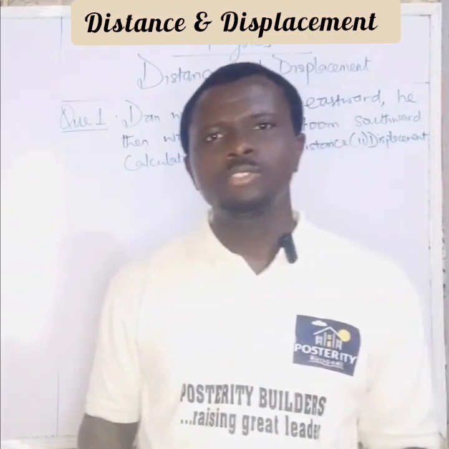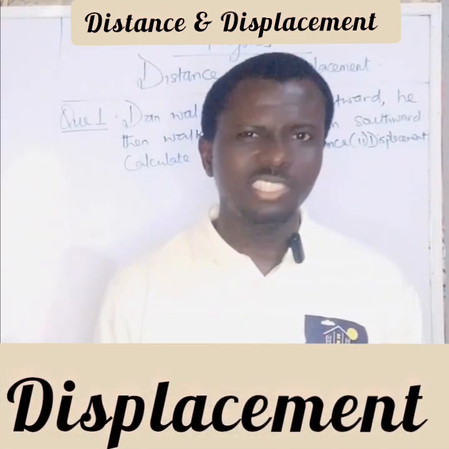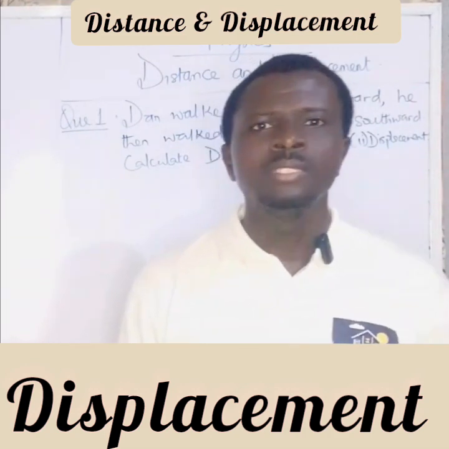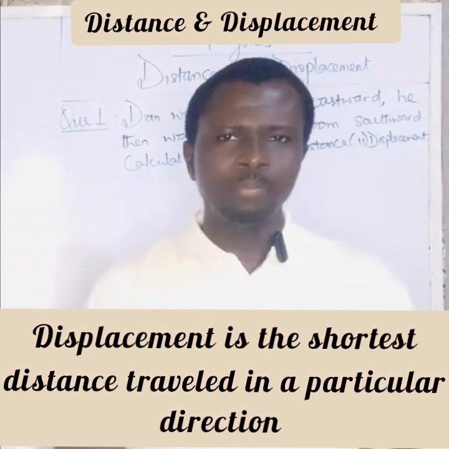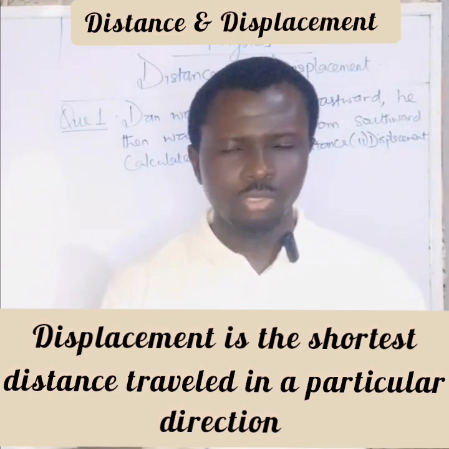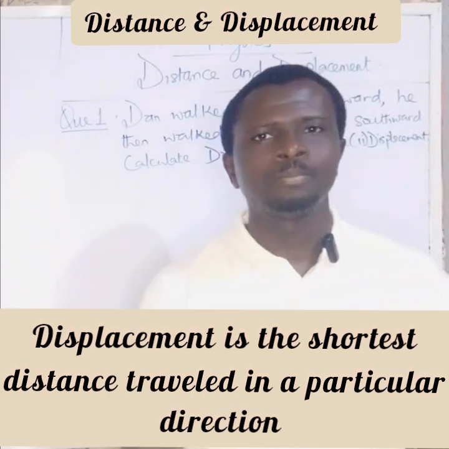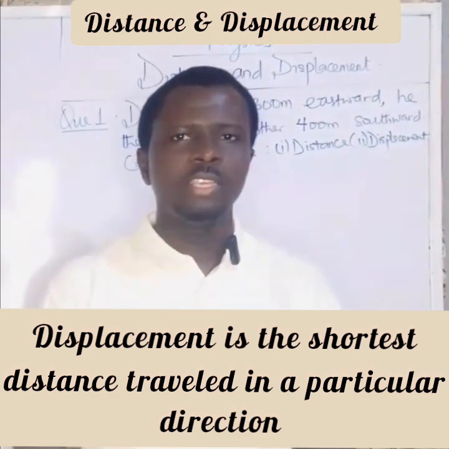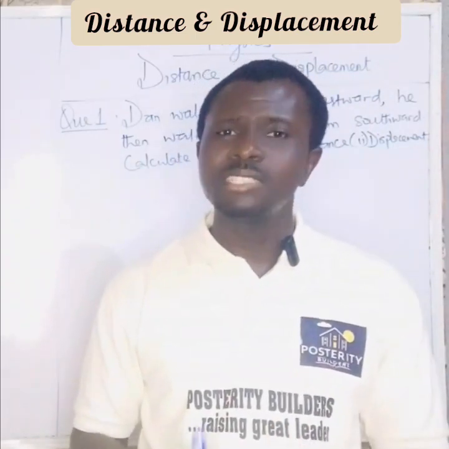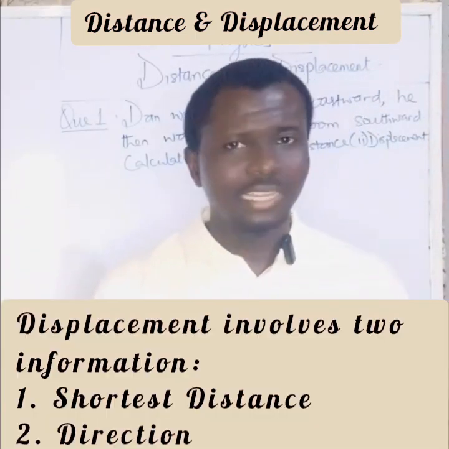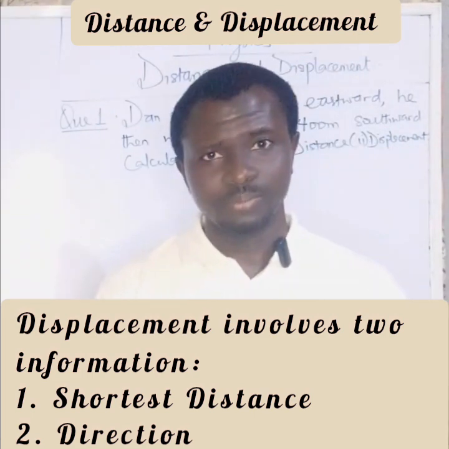But when we are talking about displacement, it is a little bit more detailed than distance. Number one, displacement is the shortest distance traveled in a particular direction. The shortest possible distance covered in a given direction. That's simply what you call displacement. Yes, it involves distance, but more than distance, it must be a particular type of distance, the shortest distance covered. And secondly, it must have a direction. And that's what makes displacement comprehensive.